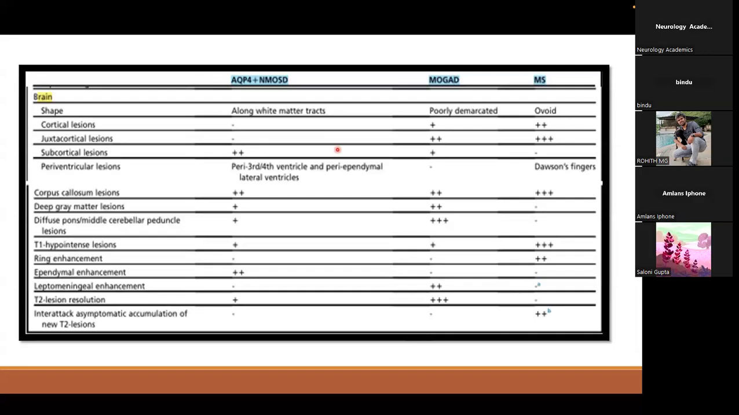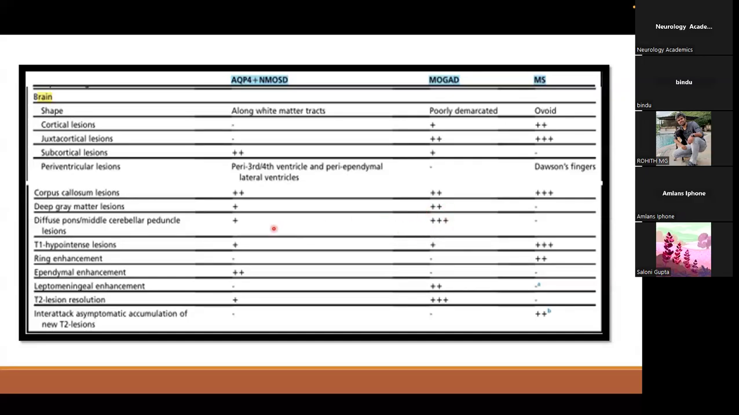And in the brain, in aquaporin, we can see hemispheric or long tract, corticospinal tract lesions. In MOGAD, it can be cortical, and deep gray matter involvement can be seen. In MS, mainly look for Dawson finger type of lesions. And corpus callosum lesion will be more in MS, but it can be seen in aquaporin as well as MOGAD. And deep gray matter involvement is seen in MOGAD. And MCP involvement is more seen in MOGAD.